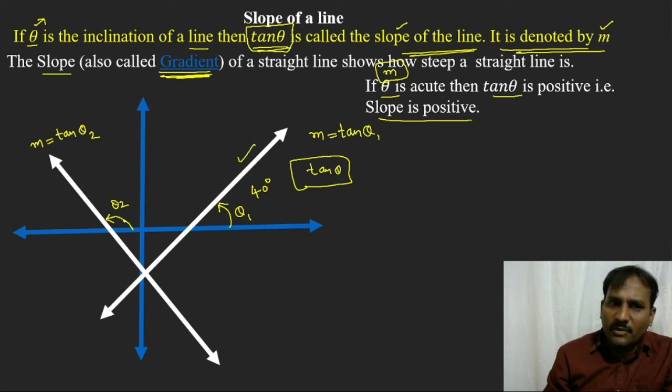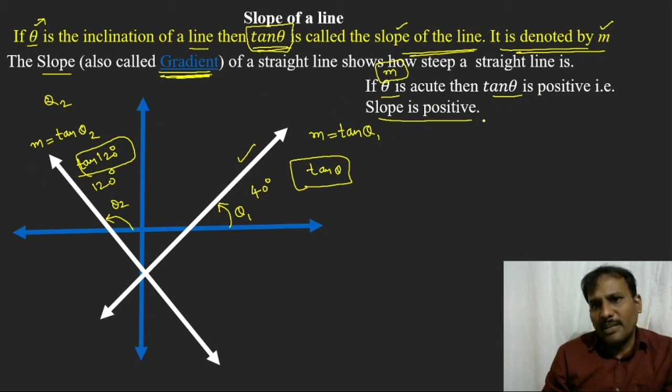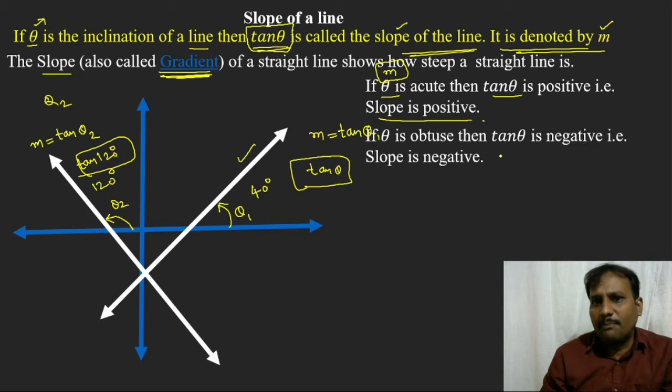And suppose it is making some 120 degrees. So it is an obtuse angle, and tan 120 is in the second quadrant. Tan is negative in the second quadrant. Therefore, the slope of this line is negative. So if theta is acute, slope is positive, and if theta is obtuse, the slope is negative.